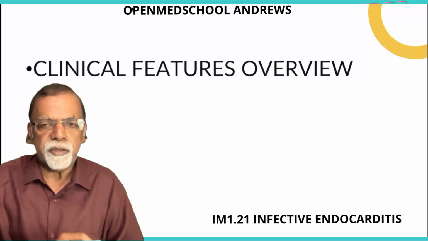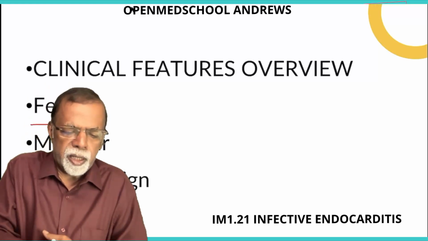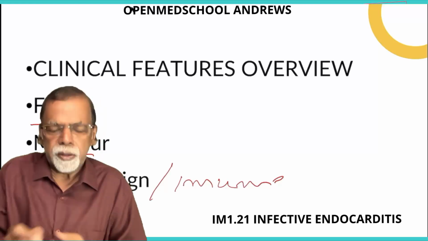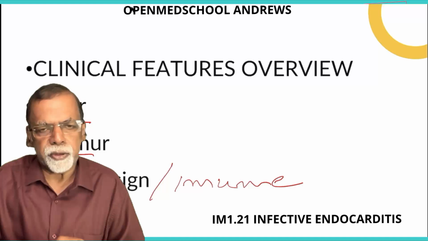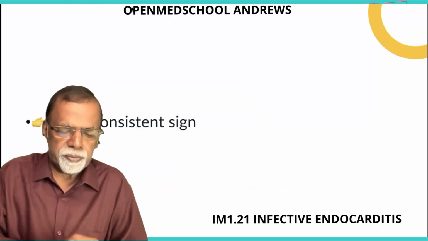Then we go into the clinical features and overview. Fever, murmur, embolic and immune phenomena. This is the classical triad of findings we can get. Let us go into them one by one.